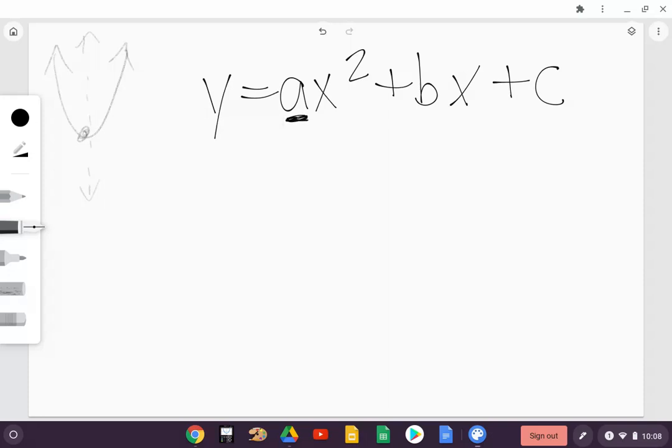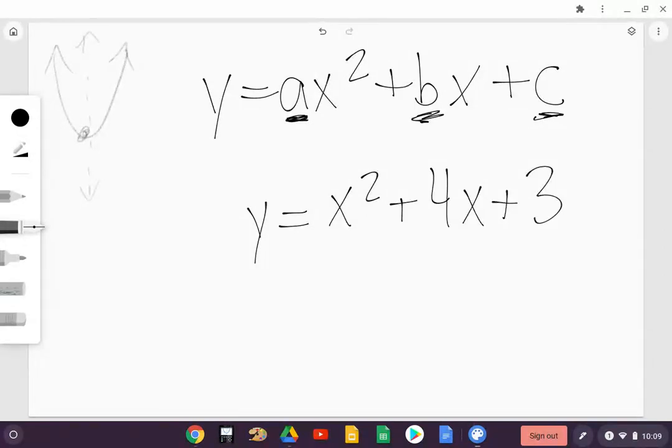The number in front of the x squared we refer to as a. The number in front of the plain old x we refer to as b. And the plain old number at the end we refer to as c. So if I give you this equation, I know that's going to make a parabola because it's written in the format ax squared plus bx plus c.